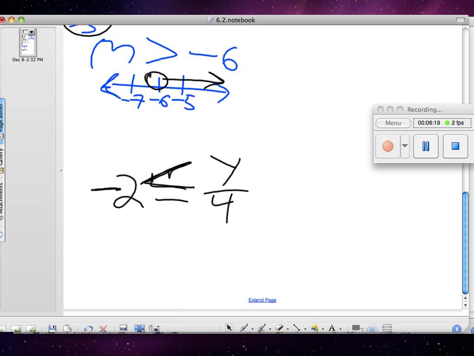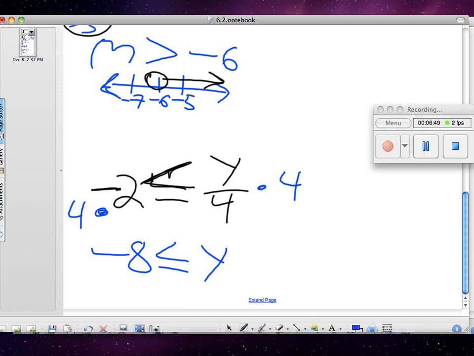Alright, does somebody want to tell me what I do to get y by itself? Mr. Marks, what do I do? You multiply 4 on both sides. Okay, let's look at this, ladies and gentlemen, because this is a little tricky. Is the number that I moved a negative? No. So it means you do not flip your sign. So 4 times negative 2 is negative 8. We keep the sign the same.